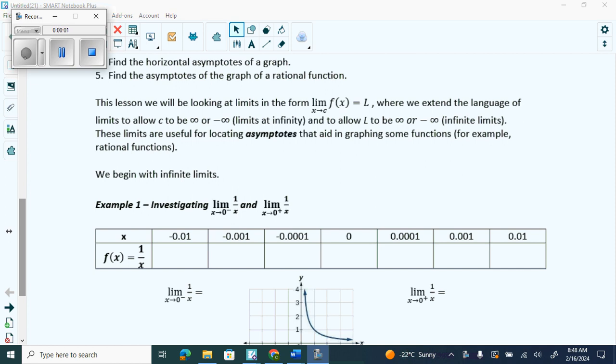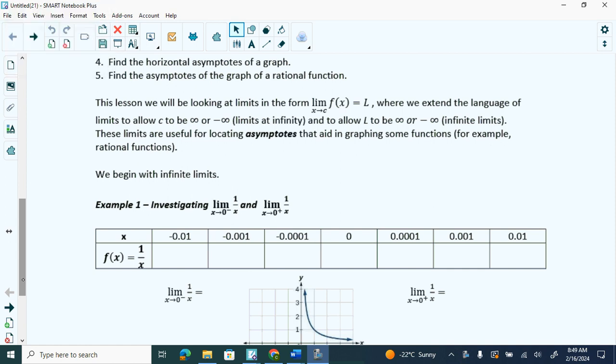This lesson we'll be looking at the limits as x approaches c of f of x equals L, where we extend the language of limits to allow c to be infinity or negative infinity. Limits at infinity or infinite limits. The limits are useful for locating asymptotes that aid in graphing some functions, for example, rational functions.